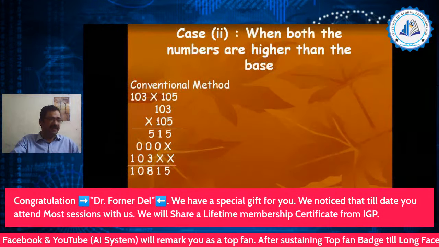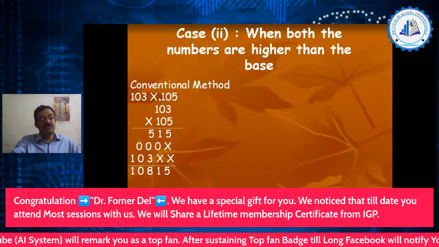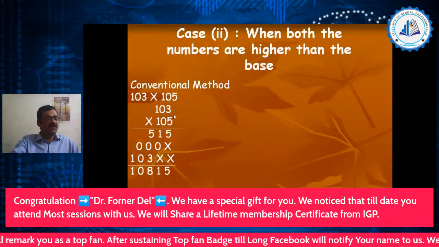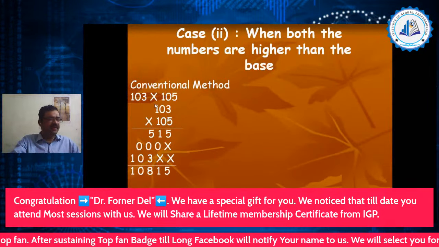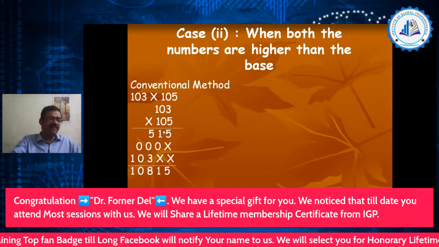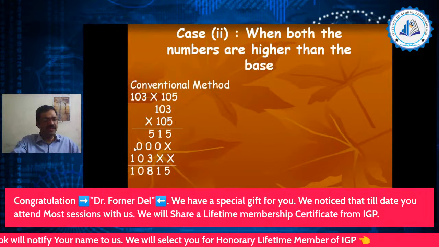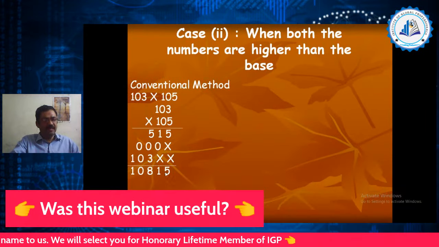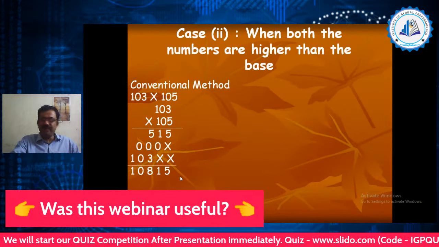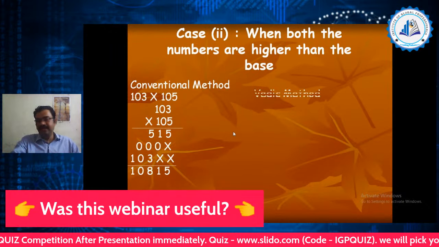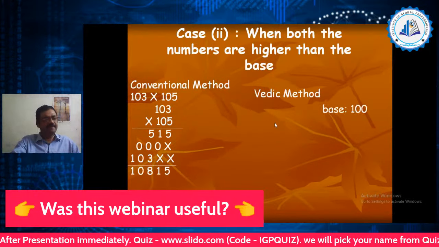In the second case, when both numbers are higher than the base. Now let us take an example. If you want to multiply 103 by 105, first of all, we multiply 5 by 103, we get 515, and 0 by 103, we get 000, and 1 by 103. Adding all these, we get 10815. Very boring method. But in Vedic mathematics, very easy.